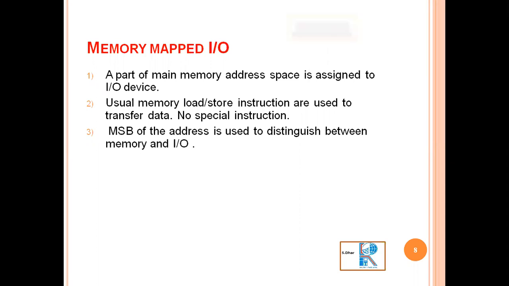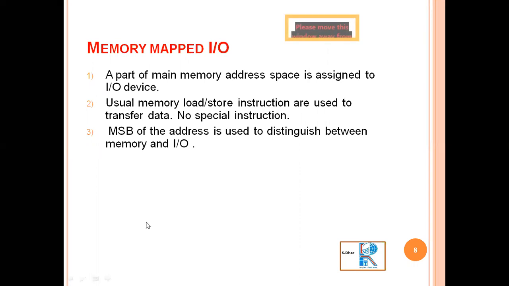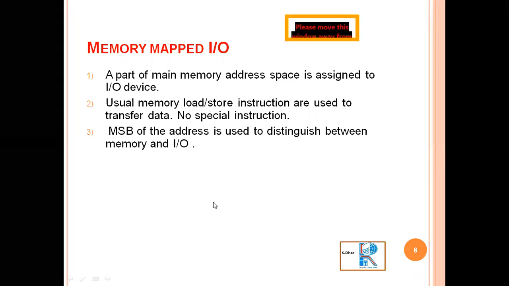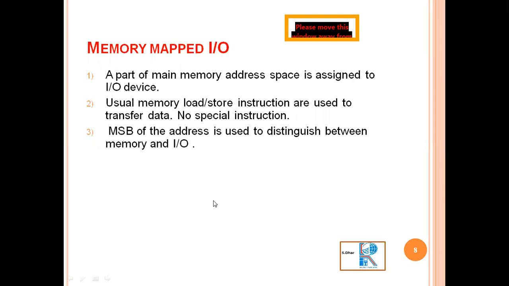Here you have to make the reservation for the IO part. Clear? So here the most significant bit is used to distinguish between the memory and IO. By looking at the most significant bit, the processor will know whether this address is for the IO or for a memory operation.